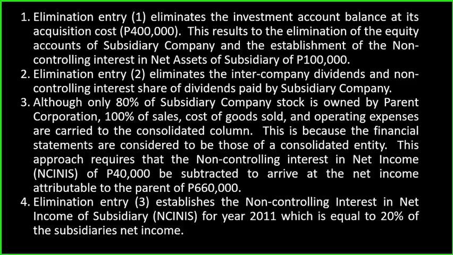Elimination entry, these are just the notes, no? It eliminates the investment account balance. Kaya the date of acquisition. Number 2, it eliminates the dividends. Okay, and then you have the entry to record the share of the non-controlling interest, okay, in the net income of the subsidiary. Okay, by doing these journal entries, you have computed, no, and established the balance of your minority interest or your NCNIs.